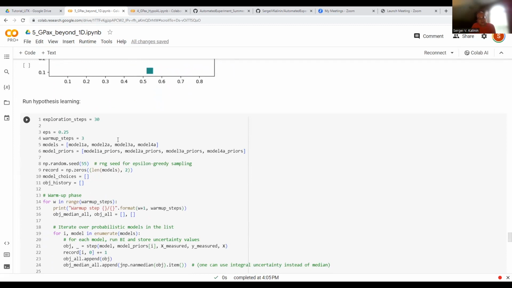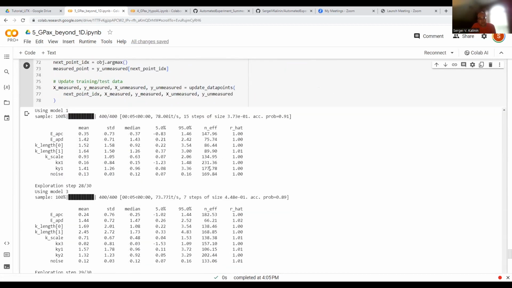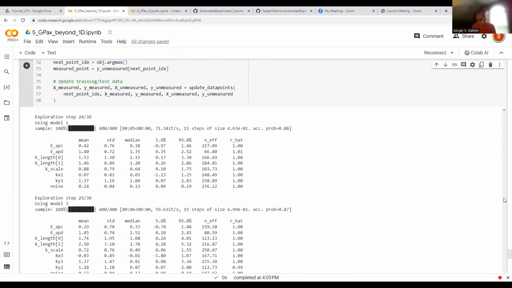So notice that the structure of the code is absolutely the same as for the 1-dimensional case. We define the number of exploration steps. We define our number of the warm-up steps. We define our epsilon, meaning how often we explore the wrong model. And this is how the process navigates.